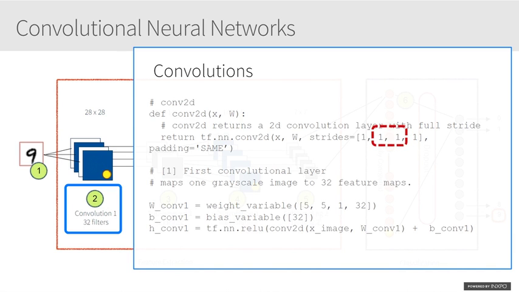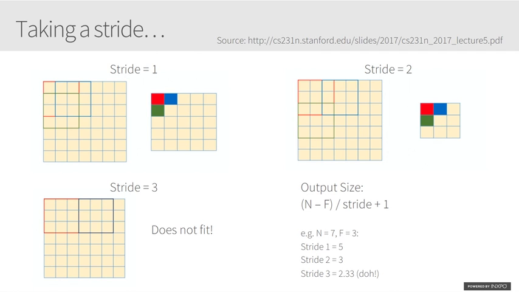The second concept is the concept of strides, and that means how many pixels you are going to move to the right or to the bottom.